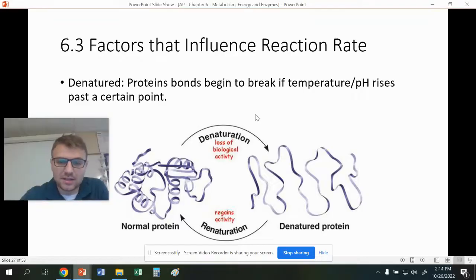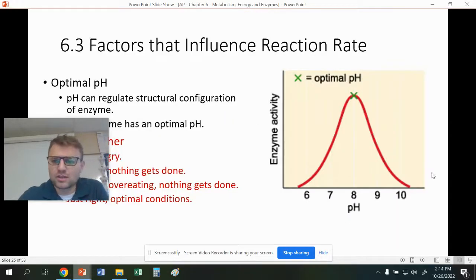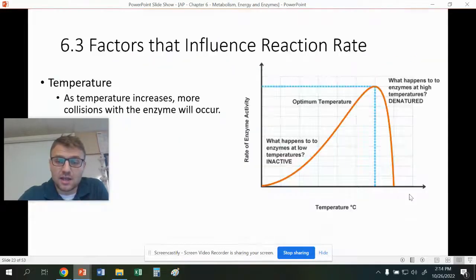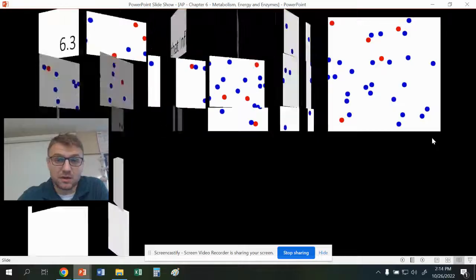I'm going to go back a couple slides. So again, if you put a protein in, let's say this protein in a solution of 11, it's not going to function properly because it's going to be denatured. If you put a protein, an enzyme, in a temperature that's over on this side, it's not going to function properly because it's denatured. The structure is affected, which means it affects the function.